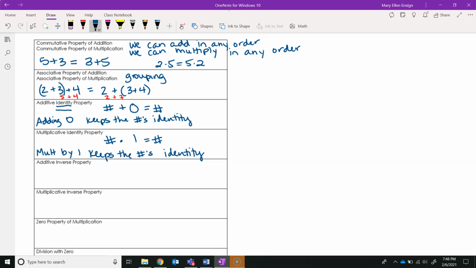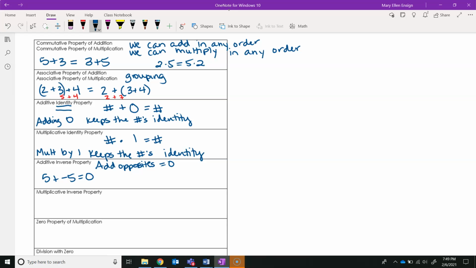Okay, additive inverse. This means if I add opposites, it equals 0. So, for example, 5 plus negative 5 is always going to equal 0. If you think about it, opposites, again, are a number, and if it's a negative number, it's the positive of that number. If it's a positive number, it's the negative. If you think about how we drew it out, this would have 5 pluses and 5 minuses, and they'd all cancel each other out, right?